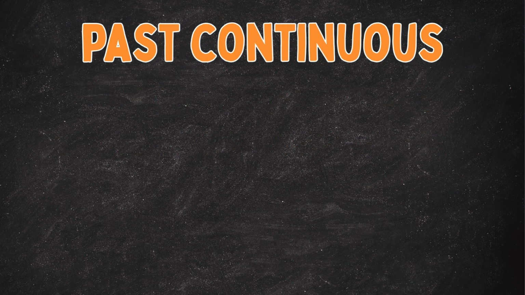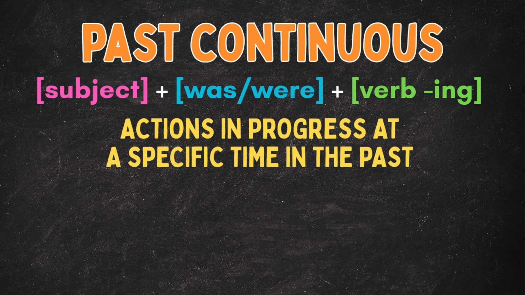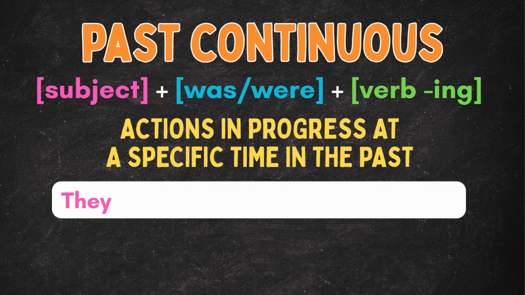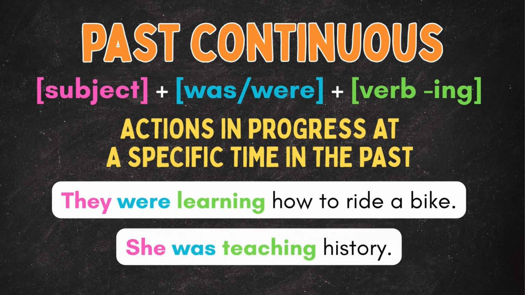Past continuous. The past continuous is used for actions in progress at a specific time in the past. The sentence structure consists of subject plus was or were plus verb with ing. For example, they were learning how to ride a bike. She was teaching history.